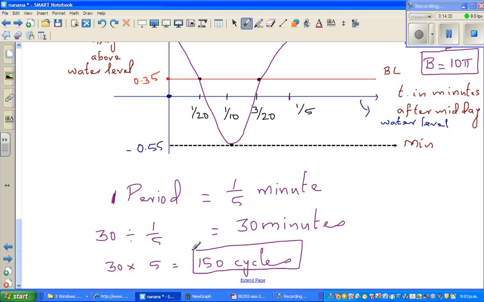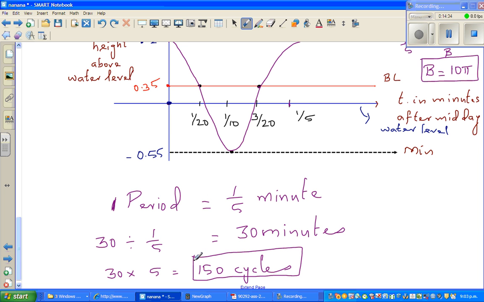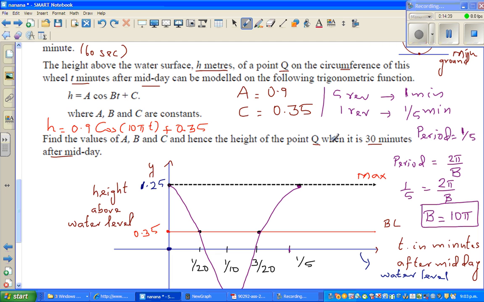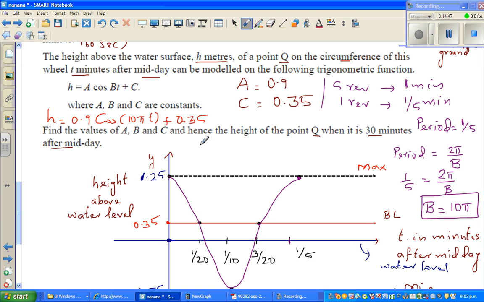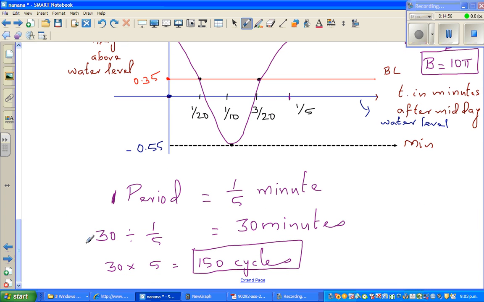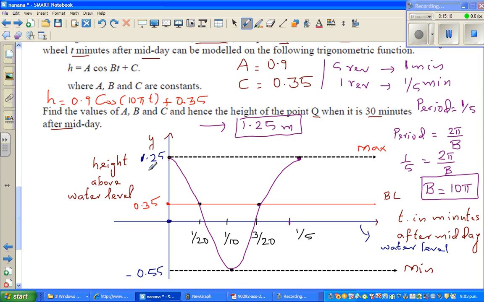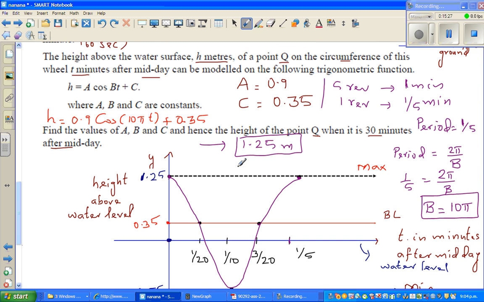If it is exactly 150 cycles, it starts at the maximum. So after 30 minutes, the height of point Q is 1.25 meters above the water level. Let me go over this again. One period needs 1/5 of a minute, so in 30 minutes it will be exactly 150 cycles, and a cos curve starts at the maximum. So at the starting point, it would be at 1.25 meters.